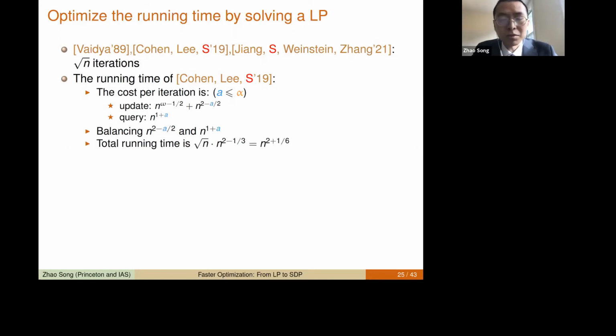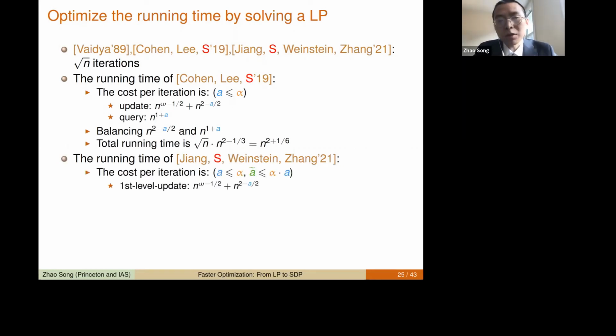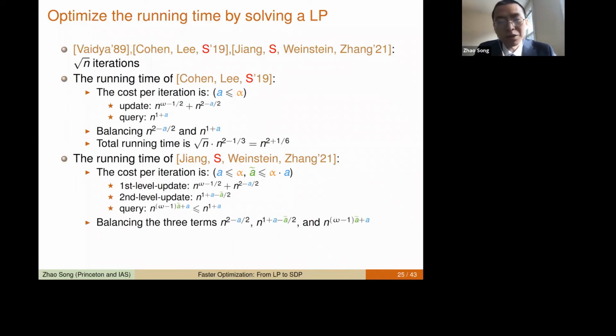Eventually, when you balance the query part and update part, that's how you get the 2 plus 1/6 term. In the new paper, we design a more complicated data structure with two levels of update. Sometimes we need to do a full update, and sometimes we only need to do a partial update of the V. And in the query part, the running time will reduce a lot. When you balance three terms, you actually get some improvement. That's the high-level idea.